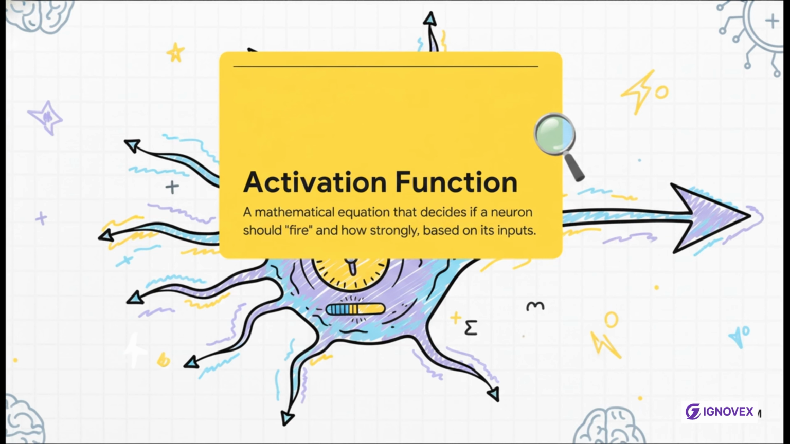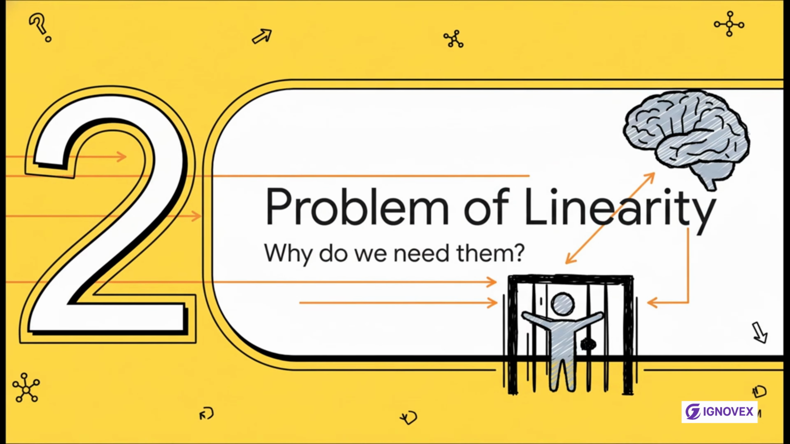It's not just a simple yes or no. It's more like a dimmer switch. It decides how much of the signal gets to pass on to the next neuron in line. Super important. So, you might be wondering, why do we even need this gatekeeper? I mean, why not just let all the information flow freely? Well, it turns out, if we did that, our super powerful AI brain would be, well, kind of dumb.